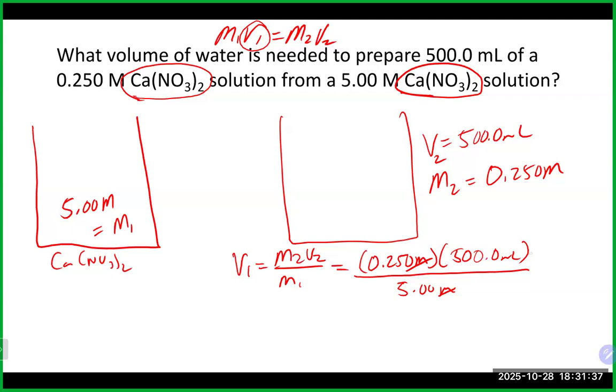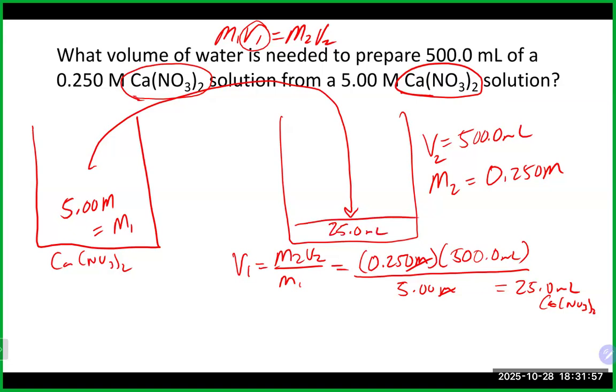25 it is. So that does equal 25 milliliters of our calcium nitrate solution. Once again, typically when you solve for V1, that is how much of the more concentrated solution you are going to dump into your new bottle. And here we do want to know how much water. So the volume of water in this case will be V2 minus V1.